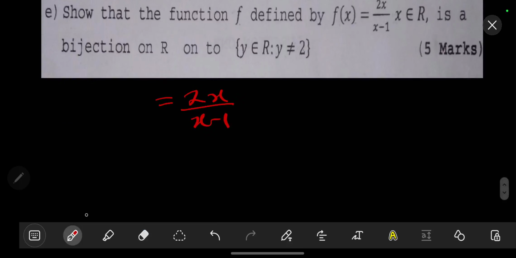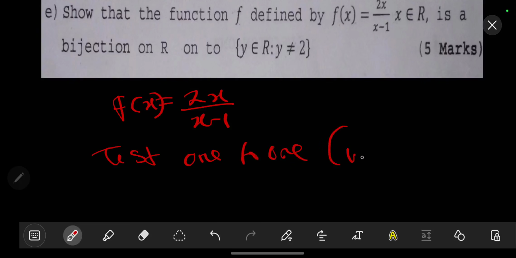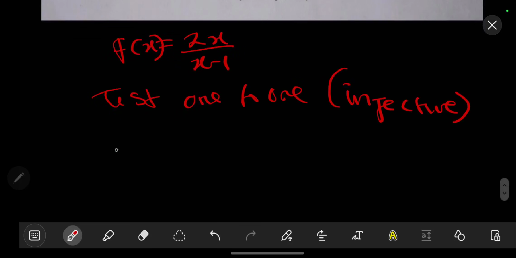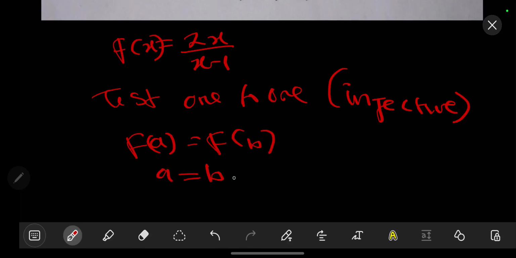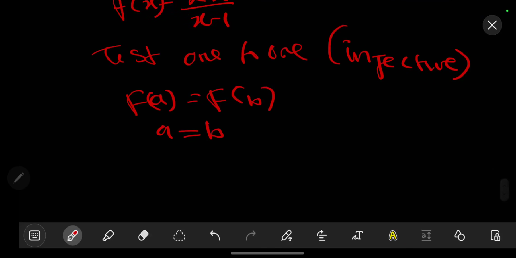Now we are going to test for 1 to 1, which is also known as injective. So we are going to test for whether or not it's injective, or rather 1 to 1. The test for a 1 to 1 is that f of a is equal to f of b, which is the same as a is equal to b. So this is the test for 1 to 1.